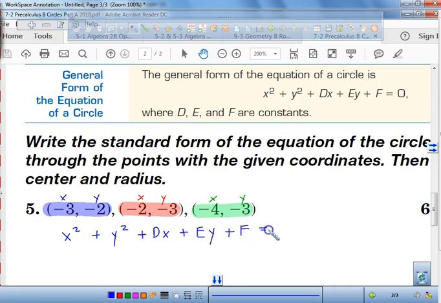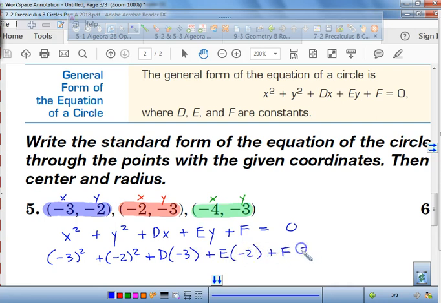Okay, here we go. Wherever you see an X, you plug in the blue X. Wherever you see a Y, you plug in the blue Y. You will see the pattern.